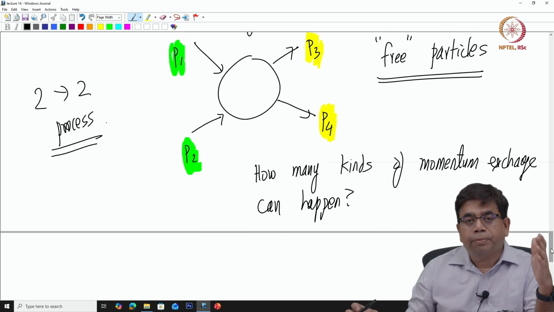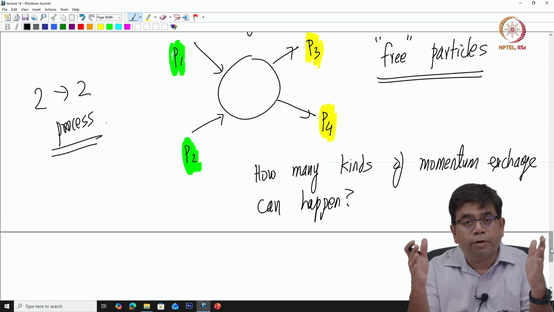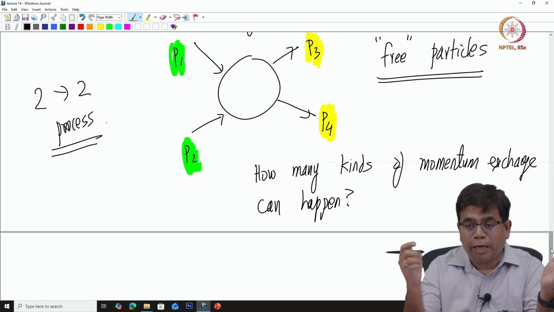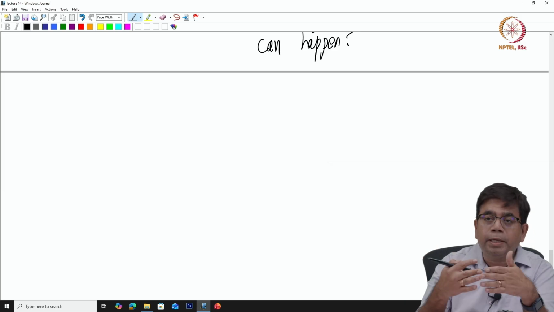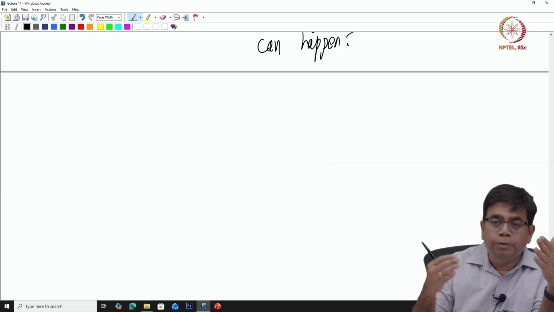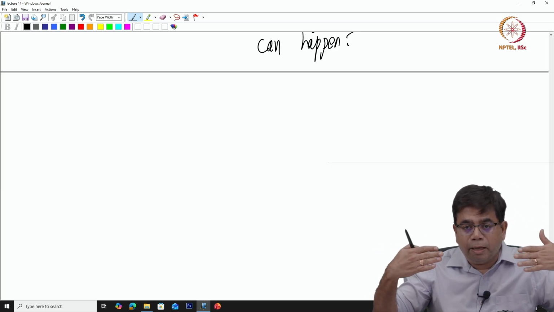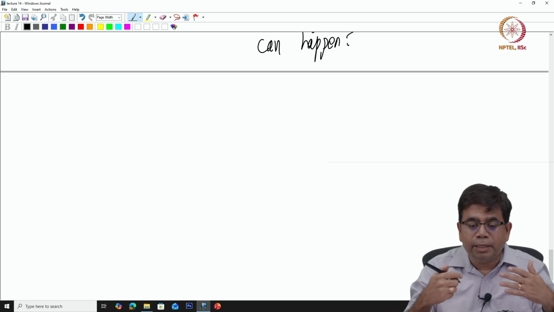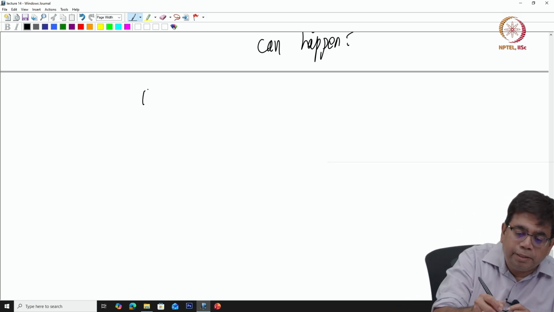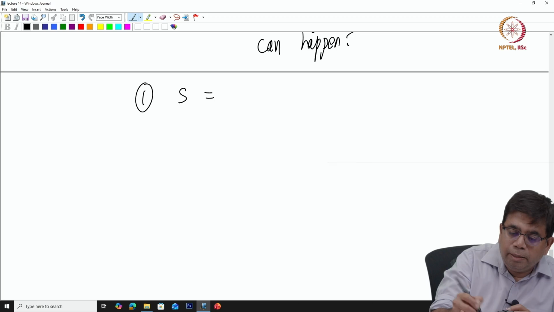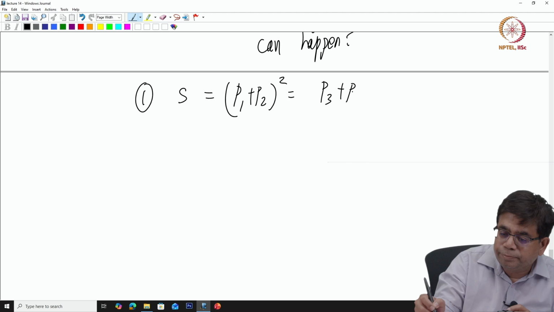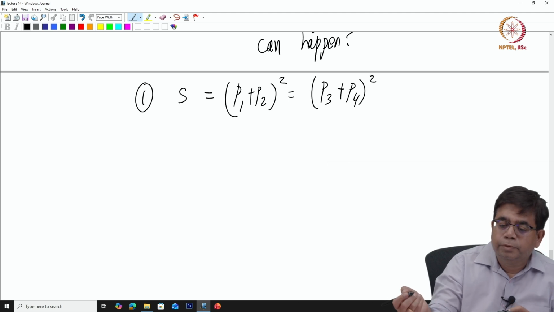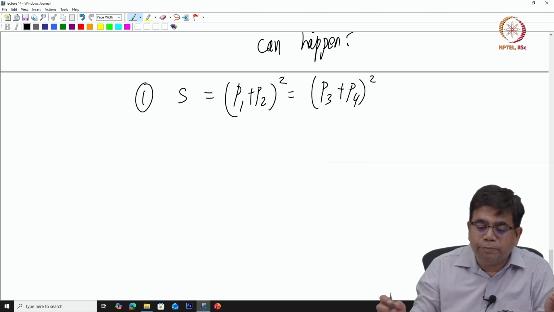Because you cannot tell in a quantum mechanical picture what is the momentum exchange which could happen. So one possibility is when the two momenta align with each other. These particles combine together in a scattering process such that the momenta add with each other. That is called the S variable. That is (P1 plus P2) whole square.